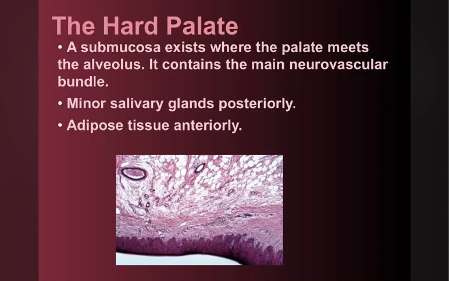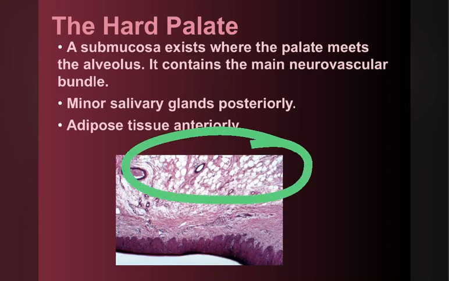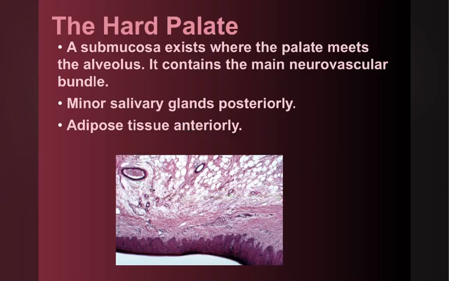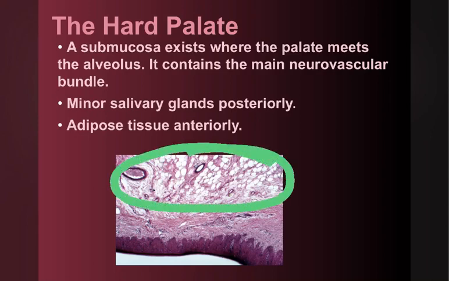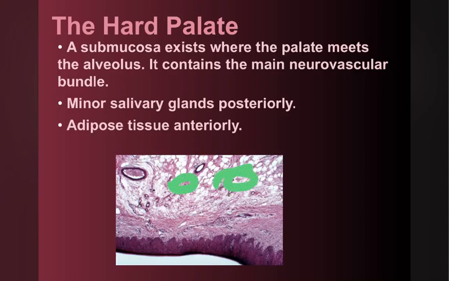Submucosa exists where the palate meets the alveolus. It contains the main neurovascular bundle, minor salivary glands posteriorly, adipose tissue anteriorly. So this section is from the anterolateral region of the hard palate. If it's from the posterolateral region of the hard palate, instead of fat tissue, you find minor salivary glands, which are mucus type, completely mucus.